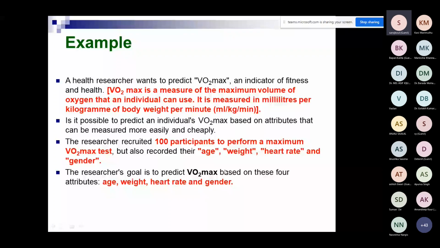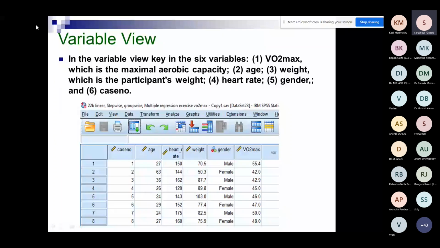So in SPSS, we need to enter all your data. Age in one column, heart rate in one column, weight in another column, gender in another column, the dependent variable in the last column. Understood? So this is where you need to enter your variables. Some are numeric, some are categorical, some are qualitative. Gender is qualitative. Remaining all numeric.